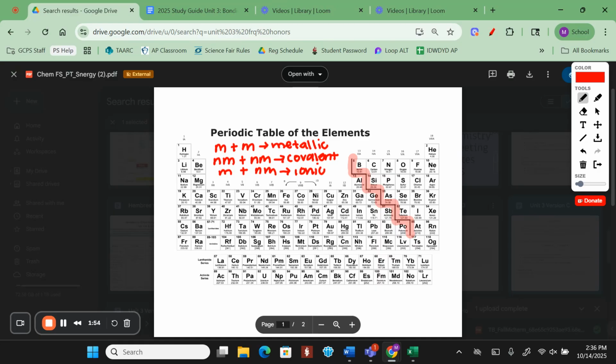So at the very foundation of all of these test questions, you should be able to go to your periodic table and see what combination of elements are there, and then answer the questions based off that combination.